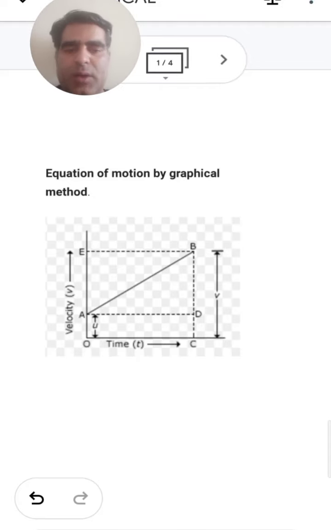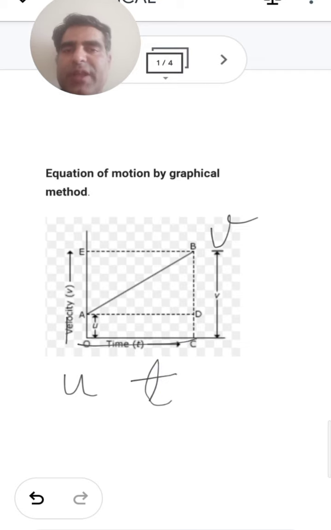Hello everyone. Today we are doing the equations of motion by the graphical method. You can see that the initial velocity is given as u, the final velocity is given as v, and from here to here is the time, given as t.